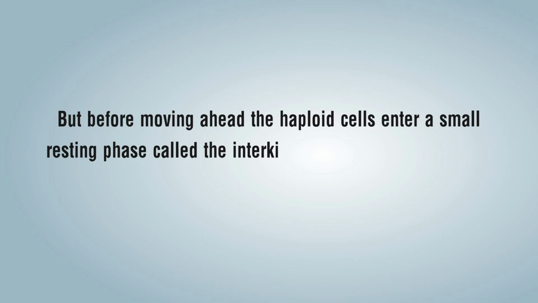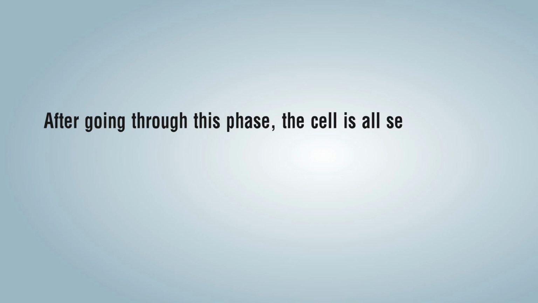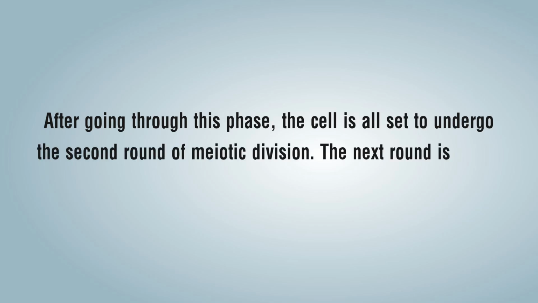Before this second division, the haploid cells enter a brief resting phase called interkinesis or Interphase II. This is a short phase with no significant activity. After completing this phase, the cell is ready for the second round of meiotic division. The second division is called Meiosis II.